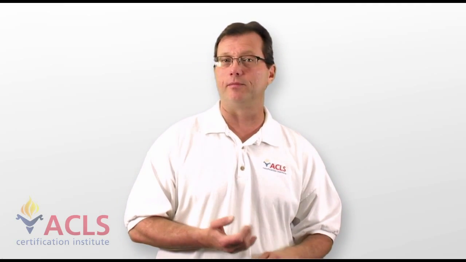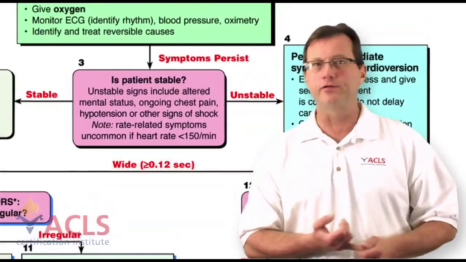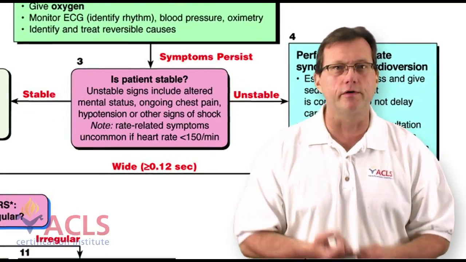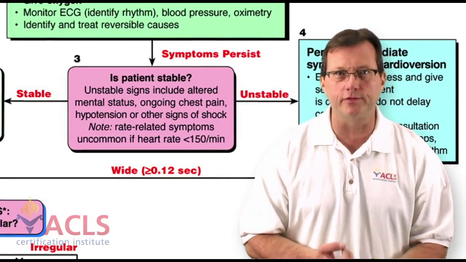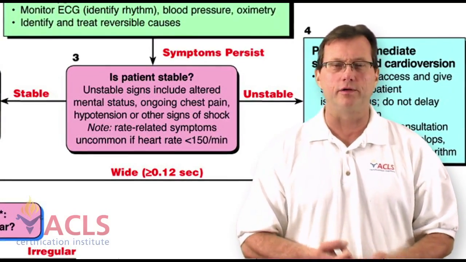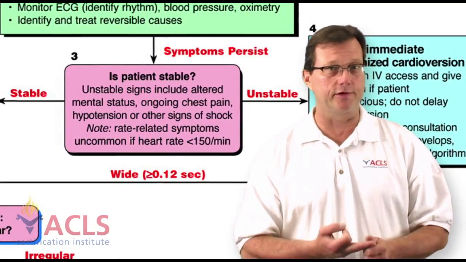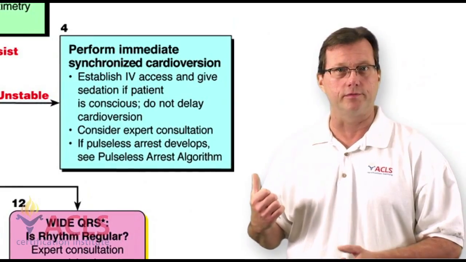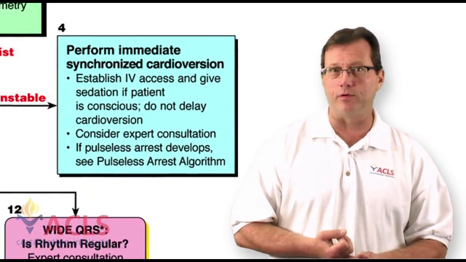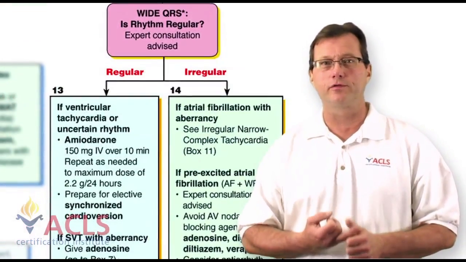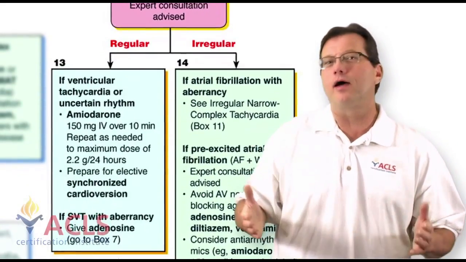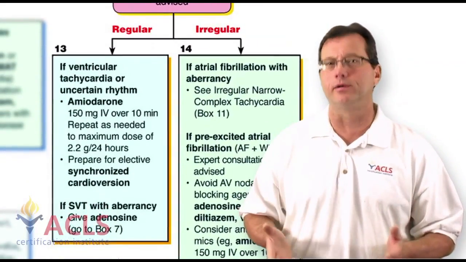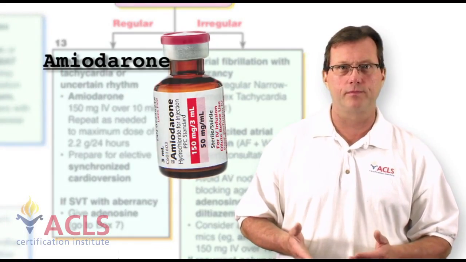Is the patient stable or unstable? Again, unstable means that the patient is showing serious signs of shock: low blood pressure, altered mental status, poor color. If that's the case, immediate cardioversion. If the patient is stable, our first drug of choice for stable VTach is amiodarone. Although the other options exist, most commonly we're going to be using amiodarone.